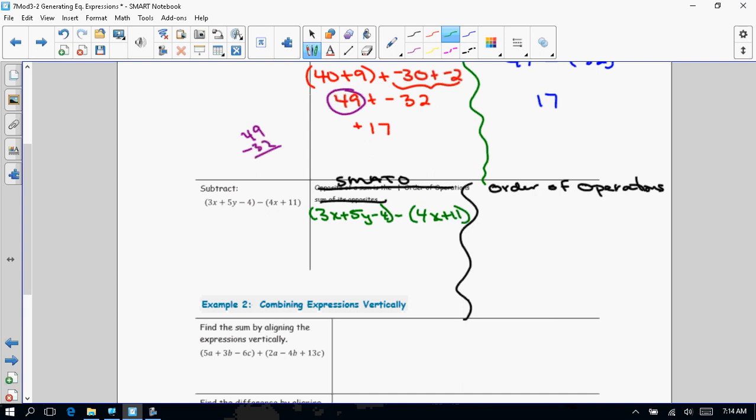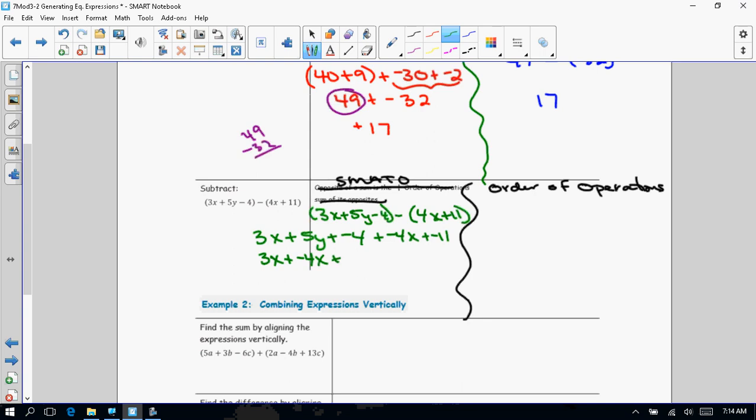Just rewrote the problem. SMATO says turn everything after the subtraction sign into adding the opposite. And if I want, you know what? Maybe I'll even do that to the 4 too. So I have 3x plus 5y plus, add the opposite of 4, which is negative 4, plus what's the opposite of 4x? Negative 4x. What's the opposite of 11? Negative 11, right? All right, now we can rearrange these using the commutative property. I don't have anything in particular that I need to put in a certain order, but I'm just going to put the x's out front because alphabetically they come first.